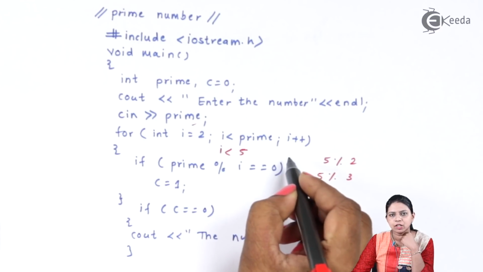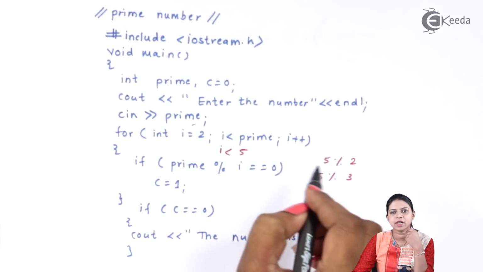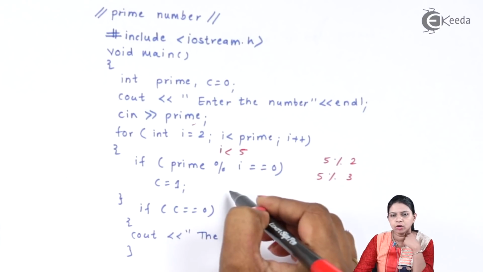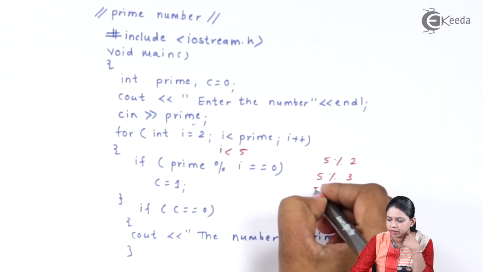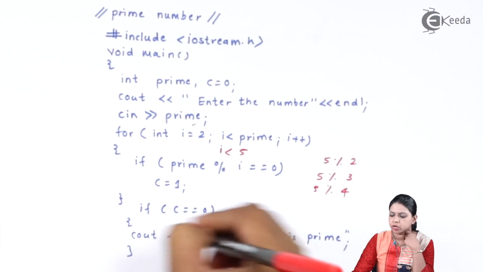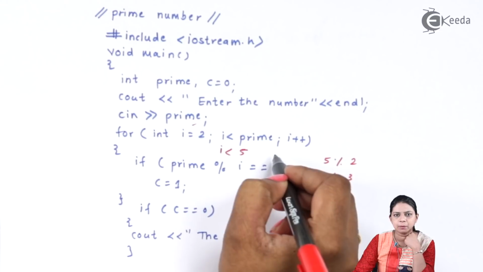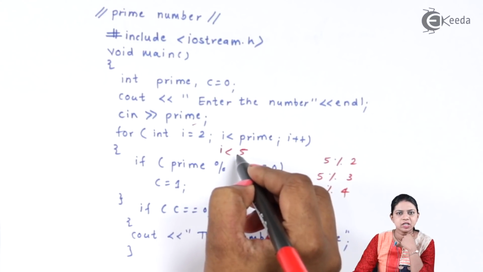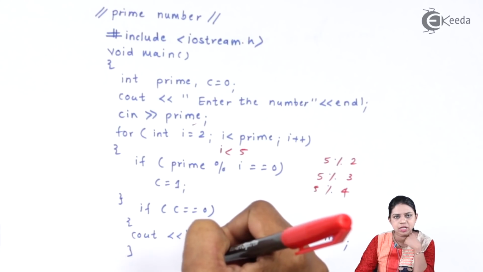Then again your I value will get incremented by 1. This time your I will be 4. Now 4 is less than 5, yes. So again you will go inside the loop and try to divide your 5 by 4. Again your remainder is not going to be 0, so once more you will increment the value of I by 1. This time it will become 5. Now 5 is not less than 5, it is equal to 5, so you have to come outside the loop.